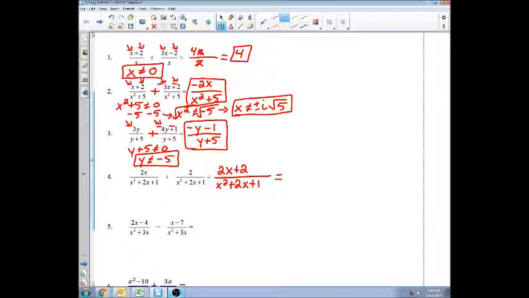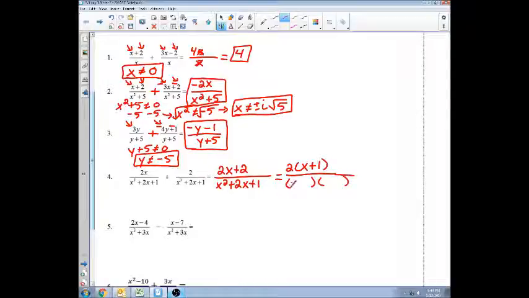So first I'm going to look at 2x plus 2. It is two terms, so that means it's either going to be the difference of two terms or it's going to be a GCF. In this case, it will be a GCF. If I take out a 2, I'm left with x plus 1 over. How can I factor x squared plus 2x plus 1? It is generic factoring.